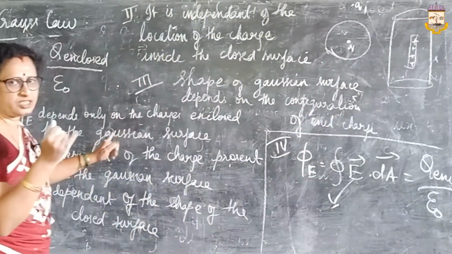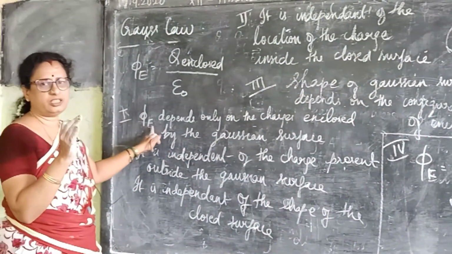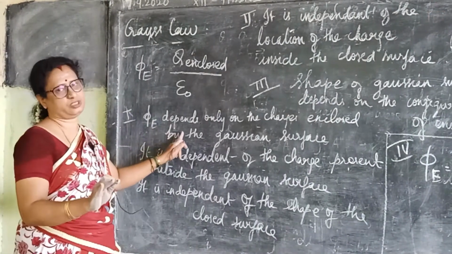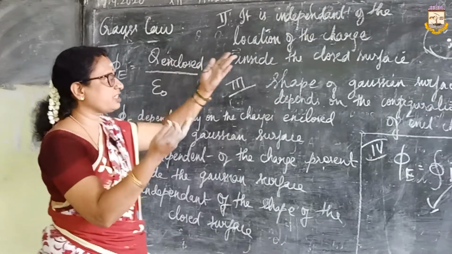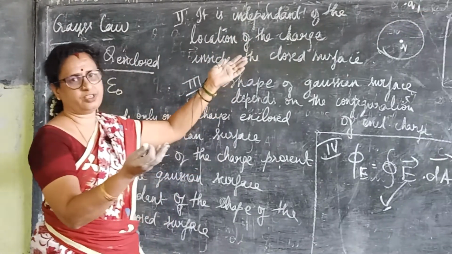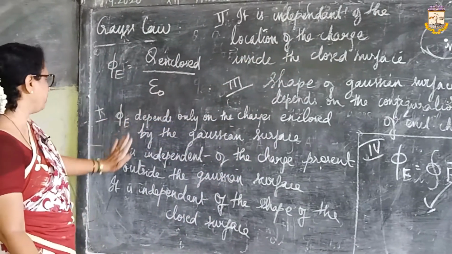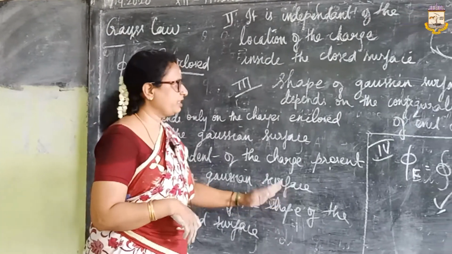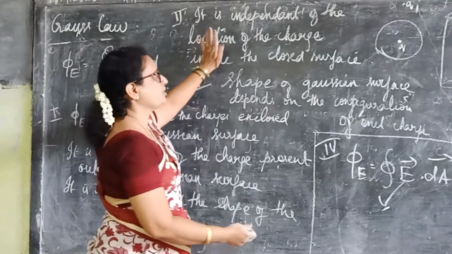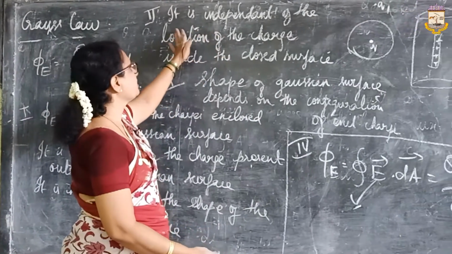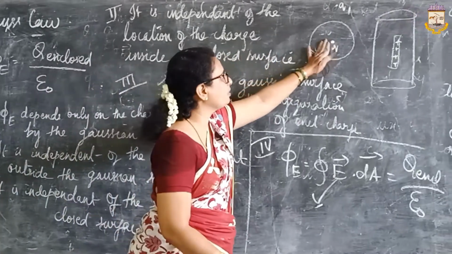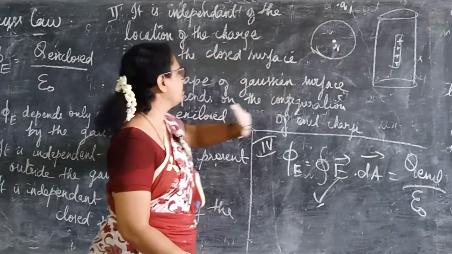So, the first point is flux depends only on the charge which is present inside the closed surface. If we have any charge present outside the closed surface, it will not contribute to the electric flux. And also it is independent of the shape of the Gaussian surface. It may be of any arbitrary shape. The second point is it is independent of the location of the charge inside the closed surface. This q can be present anywhere inside the closed surface.